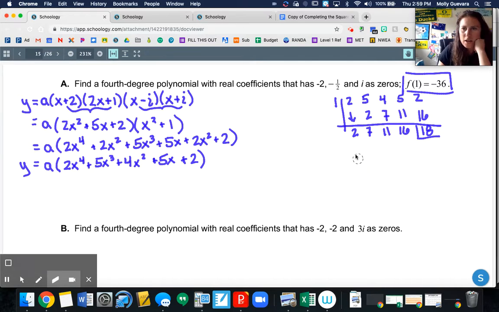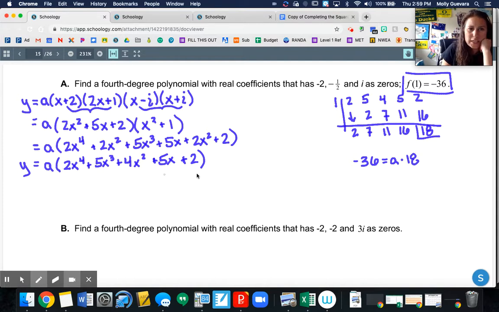Okay, so that tells me I get out negative 36 if I plug in 1, right? So this right here, if I plug in 1 to this parenthesis, I get 18. And I just figured that out by synthetic division. So now I can just divide by 18 and I get negative 2 equals a.